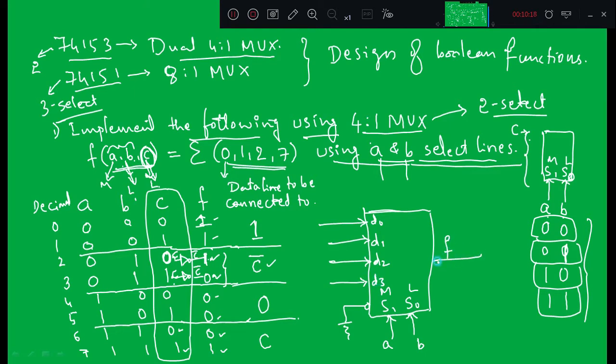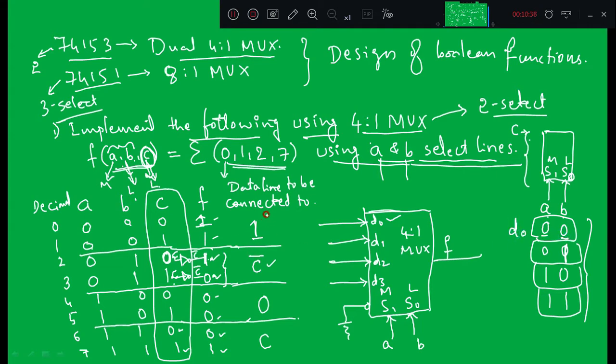And one output, let us treat it as F. And what is this? Which mux is it? 4:1 mux, right? So where does D0 have to be connected? When D0 is selected, when A is equal to 0 and B is equal to 0, then D0 is selected, right?